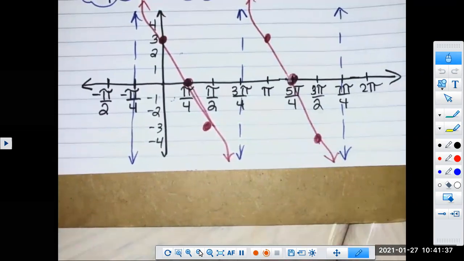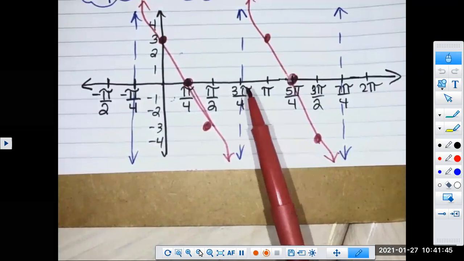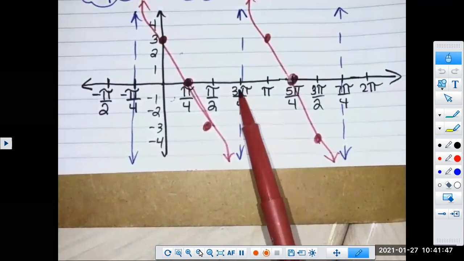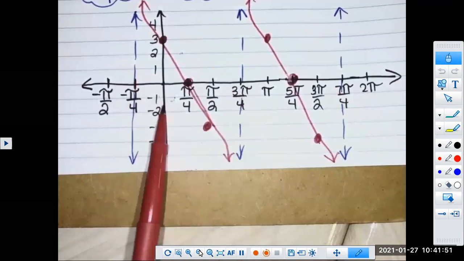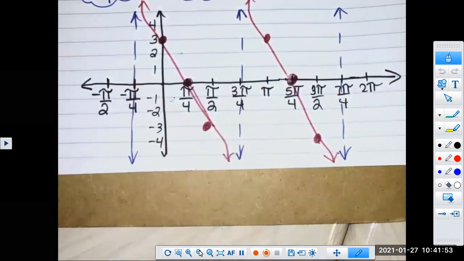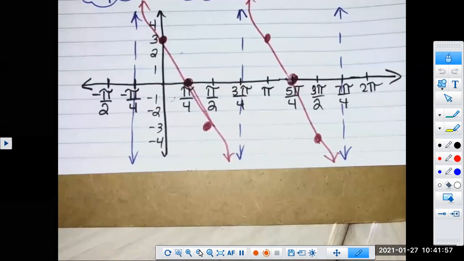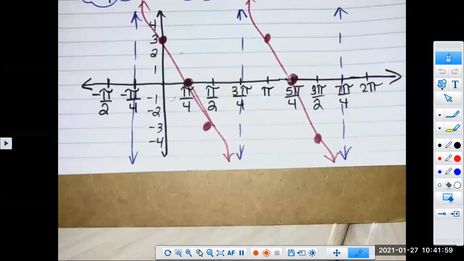And then draw one more period. So of course you can either add pi, which would be 4 pi over 4, to get 7 pi over 4, or you can just count how many spaces are between asymptotes to see where your next one should be drawn. Okay, do y'all have any questions about graphing tangent and cotangent?